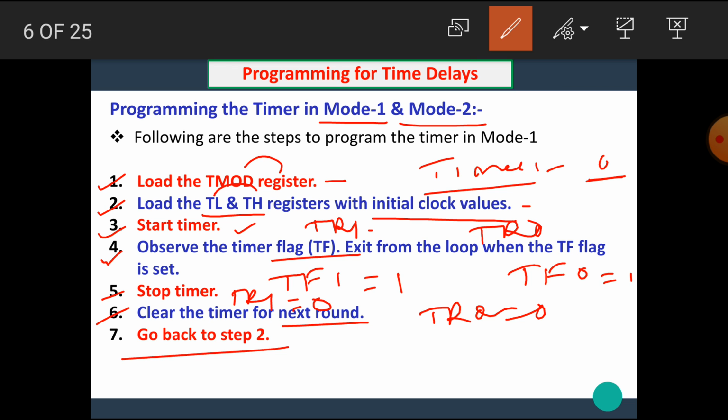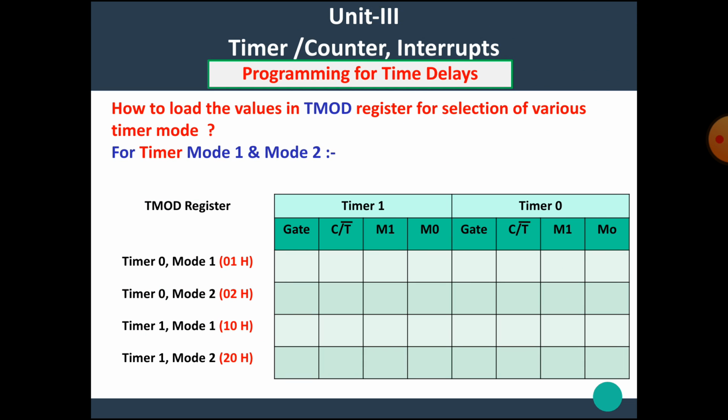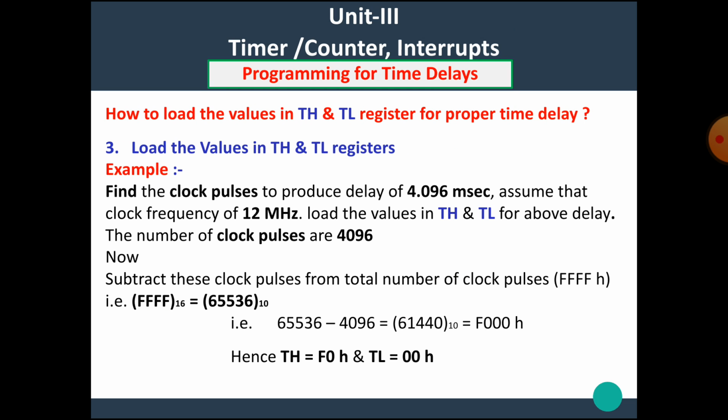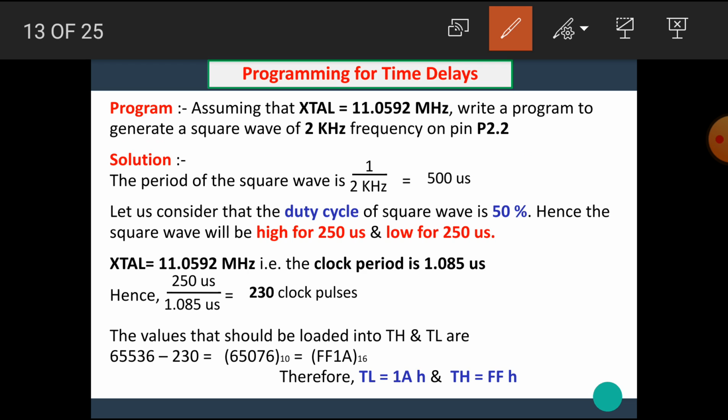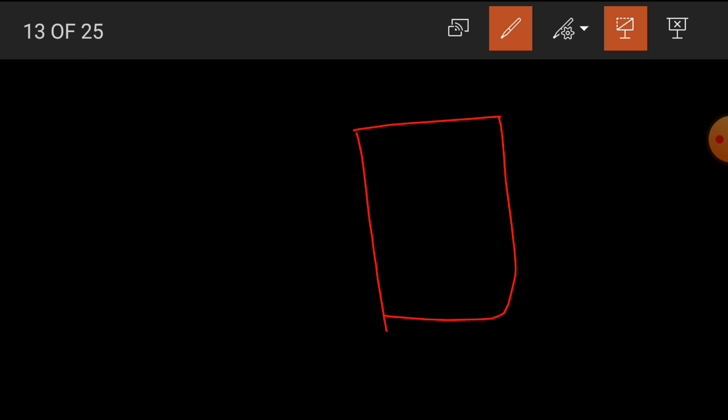I hope you all remember these things. In that video we have also seen some concepts regarding loading values in T mode and TH and TL registers. We have also seen one program: assuming that XTAL equals 11.0592 MHz, write the program to generate a square wave of 2 kHz frequency on pin P2.2. That means this is the program for the generation of square wave on the port pin P2.2.